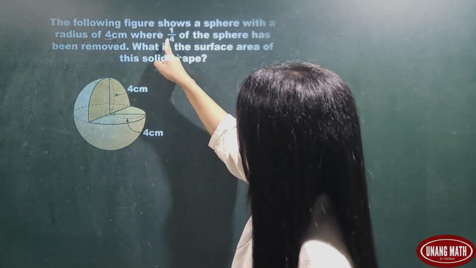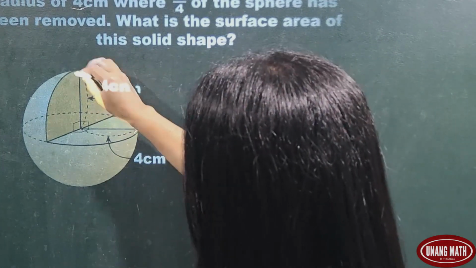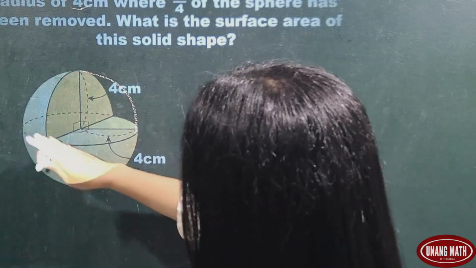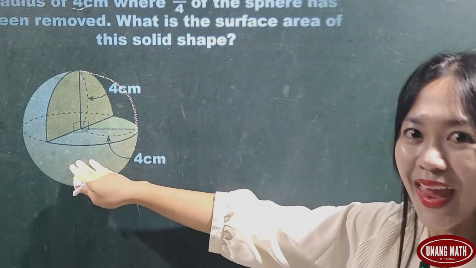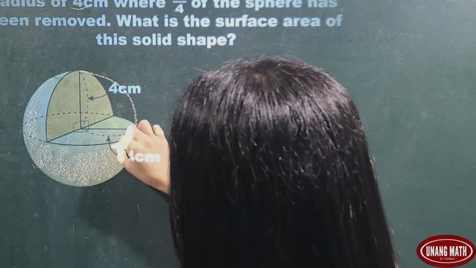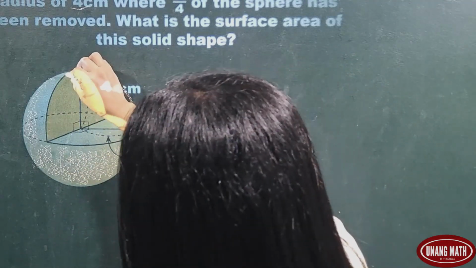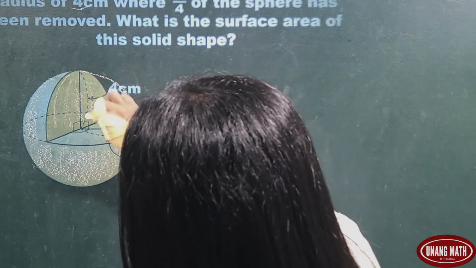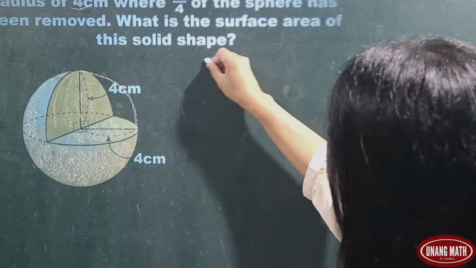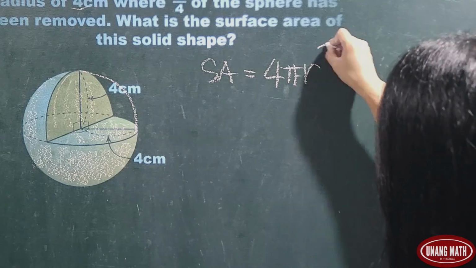In this figure, they remove 1/4 of this sphere. So they remove this part. So what we're going to find is the surface area of this remained part. So the remaining part is 3/4 of the sphere. But take note, since a part is removed, then that means we also need to find the surface area of this part. So surface area is equal to 4 times pi times radius squared.